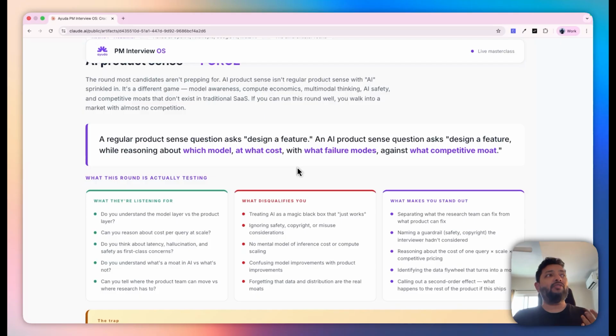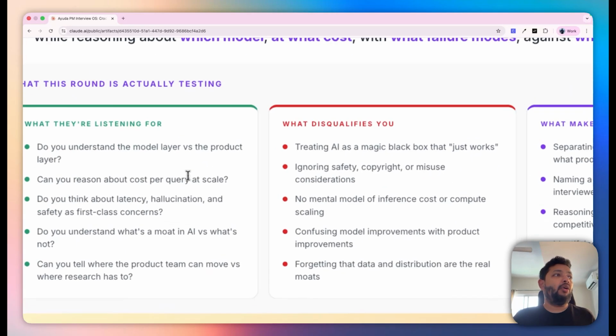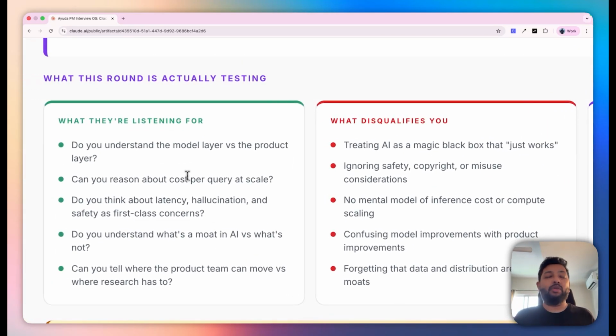Right. So for an AI product sense, like I said, a regular question is around design a feature. This is around design an AI feature. Now, what are people listening for in this round? The first thing that people are listening for is, do you understand the difference between an LLM model layer versus the product layer, right? Very important for you to understand. Now, what is the difference between an LLM and product layer?